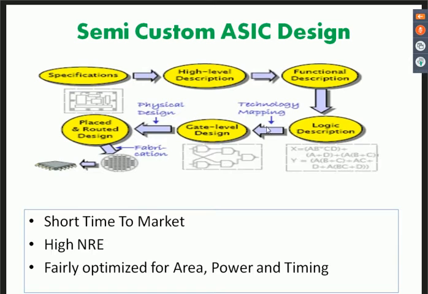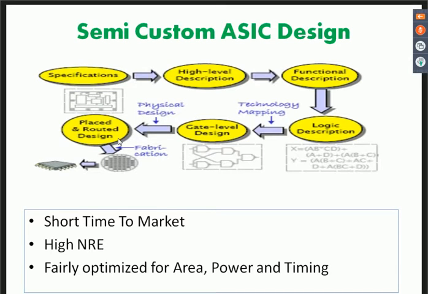Now after conversion of this logic description to the gate level description, we will have the behavior of the system in terms of logic gates. You could see here, I just kept some gates here. We will have the behavior of the system in terms of logic gates, and then we can send this to the physical design.